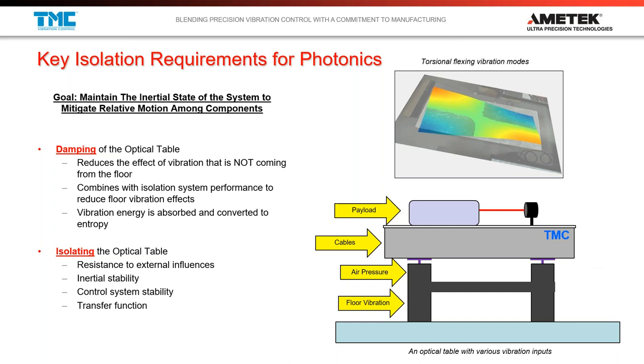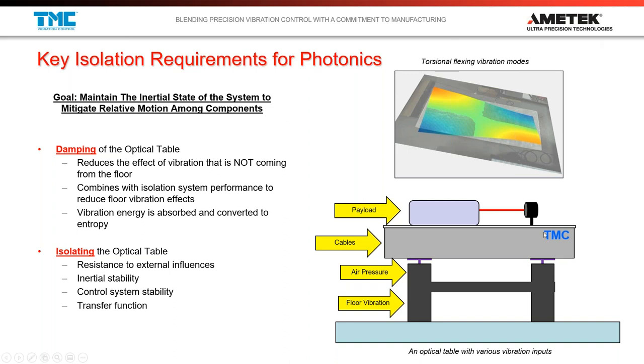When you think of an optical table and a photonics setup, you really have one goal. You want to maintain the inertial state of the system to mitigate relative motion among components. Looking at my lower right diagram, I've got my payload, and it's maybe a laser shooting at some kind of detector. I want to make sure that the laser and the detector aren't moving relative to one another. And there are really two factors that factor into that, which is why we split this up into two weeks.